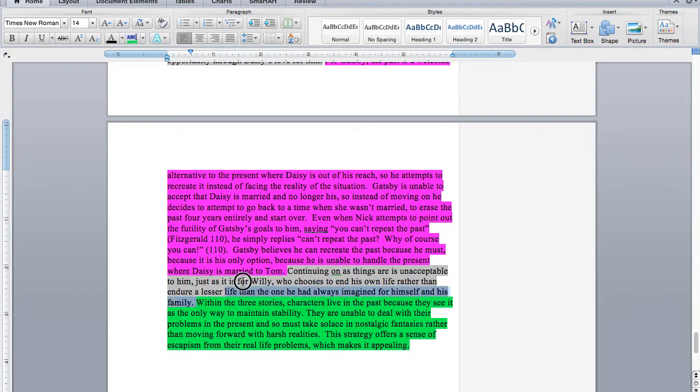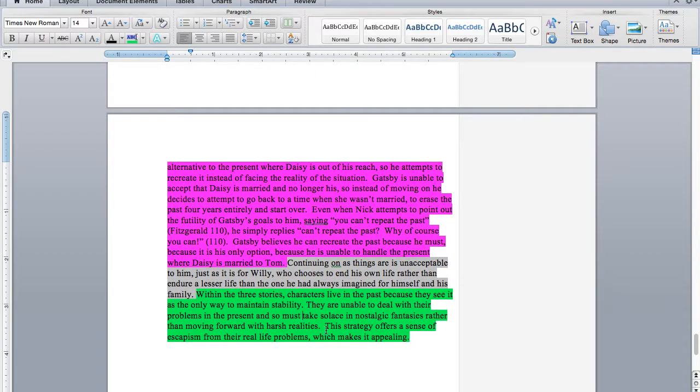But I added another synthesis sentence to the end with this idea that it's just as unacceptable to Gatsby as it is to Willie to continue on as things are, right? Because Gatsby doesn't kill himself but can't imagine continuing to live without Daisy. Willy Loman actually does kill himself because he can't deal with living in a present that doesn't reflect the past, right? So I've added that sentence in, and then again, there's a lot of synthesis at the end here.